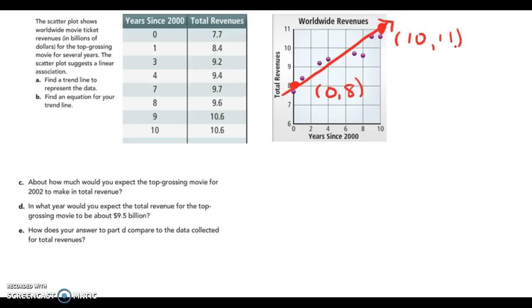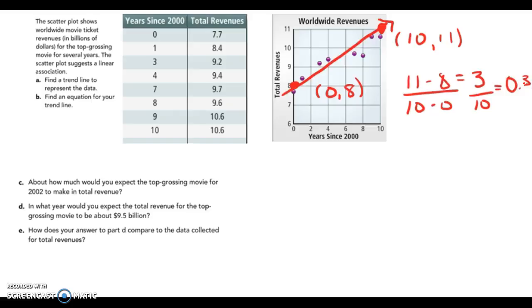And so the first thing I have to do is my y minus my y. So 11 minus 8 is 3 over my x minus my x. So I'm going to use the same x that I started with on my y. So 10 minus 0 is 10. So as a decimal, that's 0.3.